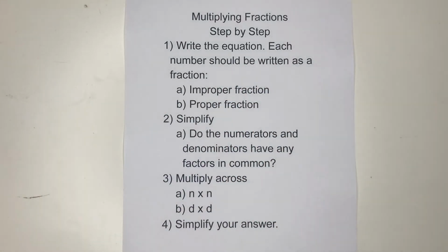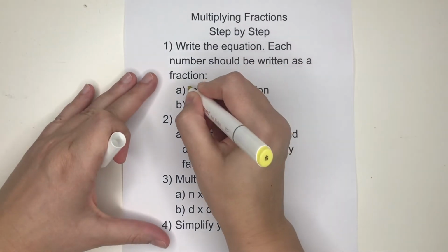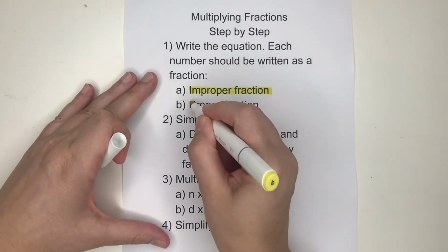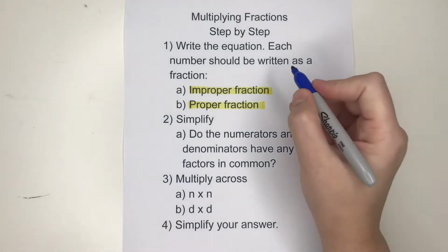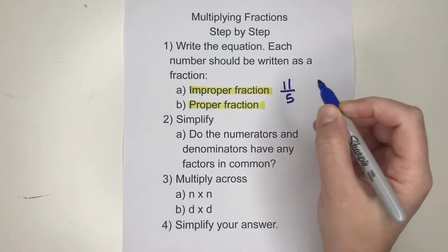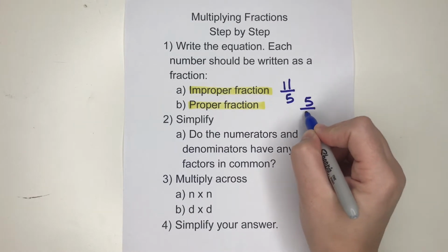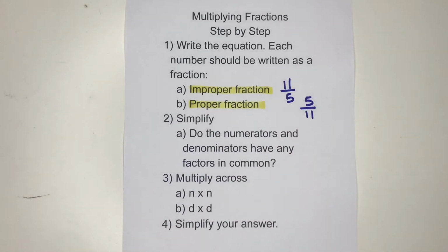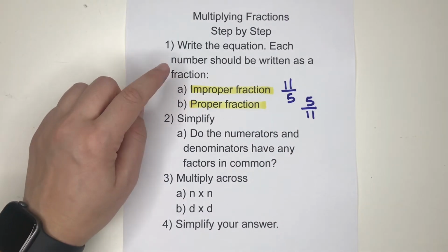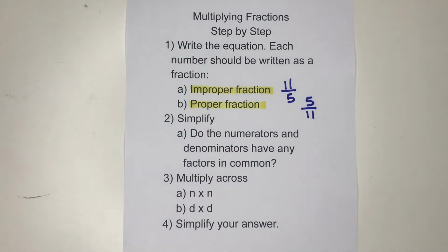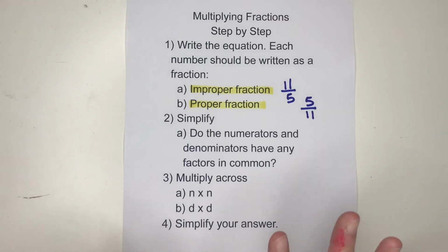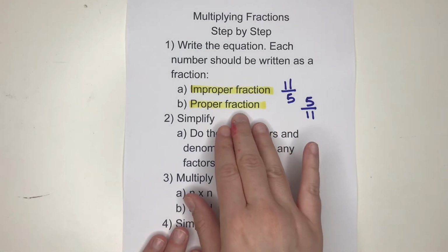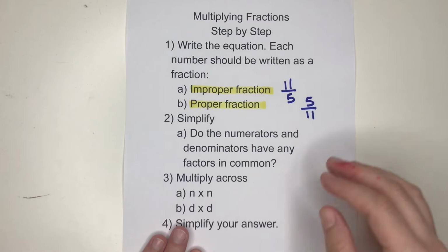Now, there are 2 types of fractions that we can have. We can have improper fractions, or we can have proper fractions. An example of an improper fraction would be 11 over 5, and a proper fraction would be 5 over 11. Notice that each of these words has the word fraction in its name. So no whole numbers and no mixed numbers. We're going to end up converting those into fractions to make them easier to multiply.